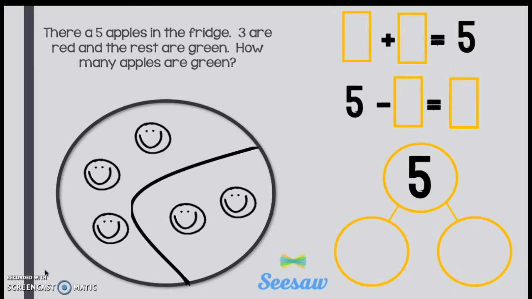Oops. There are 5 apples in the fridge. 3 are red and the rest are green. How many apples are green? Okay, I'm going to read it one more time. There are 5 apples in the fridge. 3 are red and the rest are green. How many apples are green? Good luck, friend.